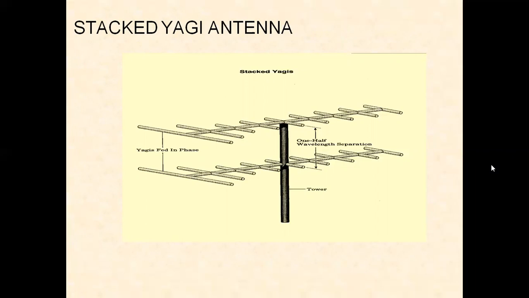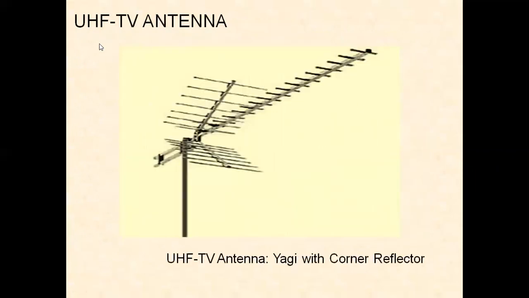In order to increase the gain in a particular direction, different Yagi antennas are stacked together. Spacing between them is half wavelength separation. And we have a UHF TV antenna. It is a Yagi antenna with a corner reflector.